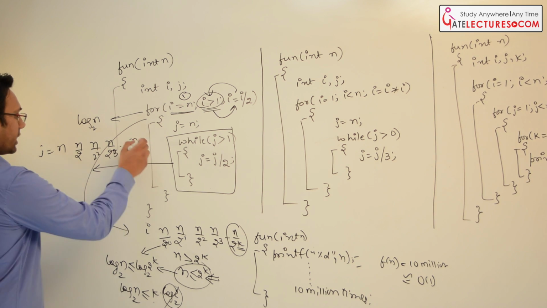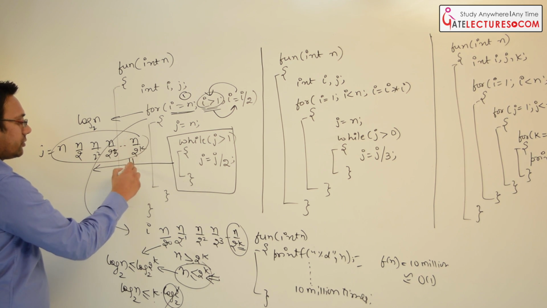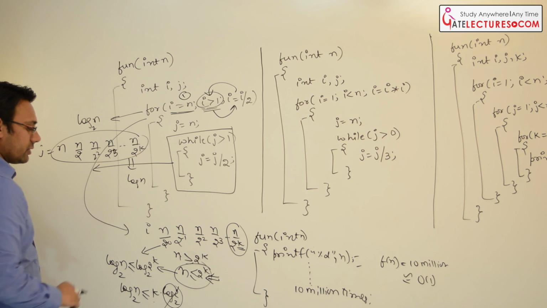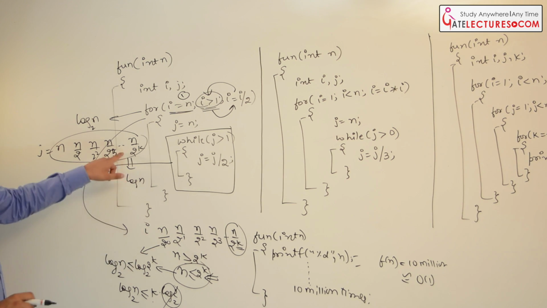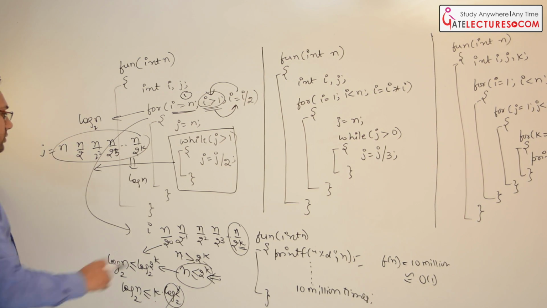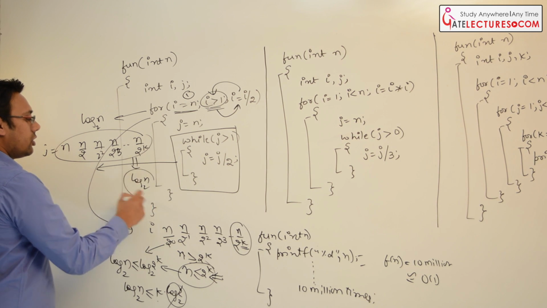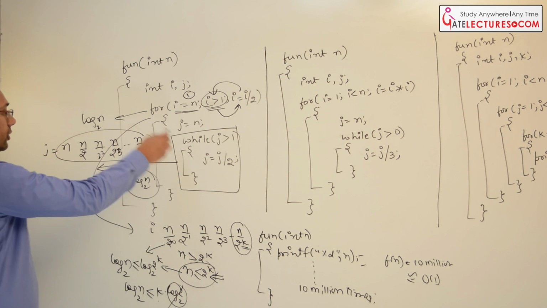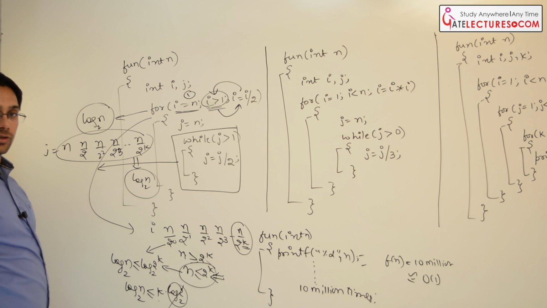Now till this point of time, how many times did this run? This ran up to log n times again, right? Because these two statements, this statement and this statement, both are similar. Therefore this while loop is also going to run log n base 2 times. This for loop is also going to run log n base 2 times.